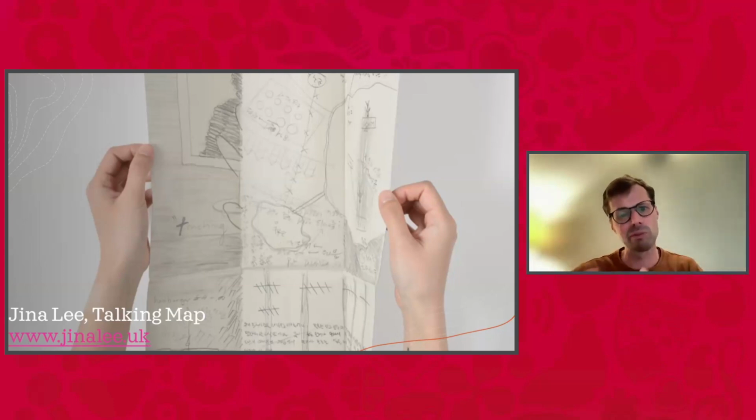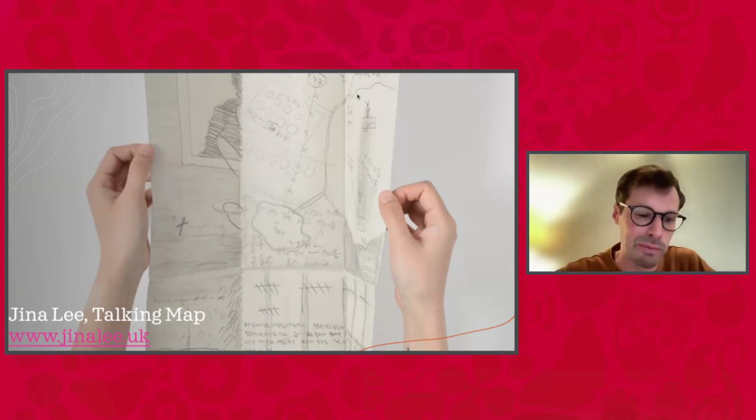And she produced these, what she calls talking maps, and they're folded bits of paper. On the front, they usually have a sketch portrait of the person that she's speaking to. And on the inside, they have various different traces about the journeys that these women made.